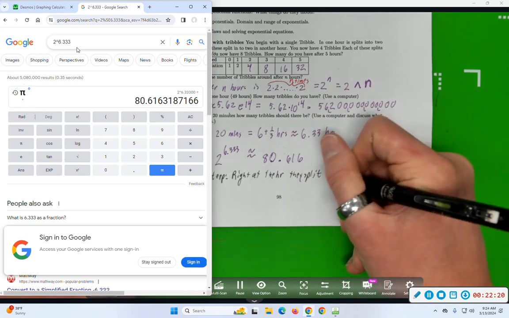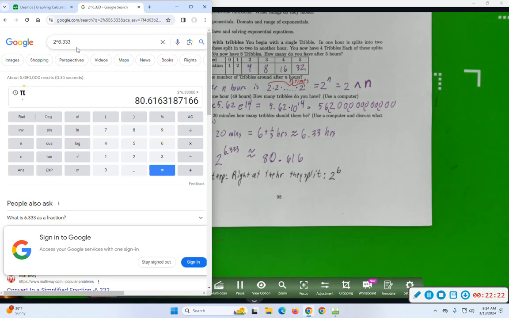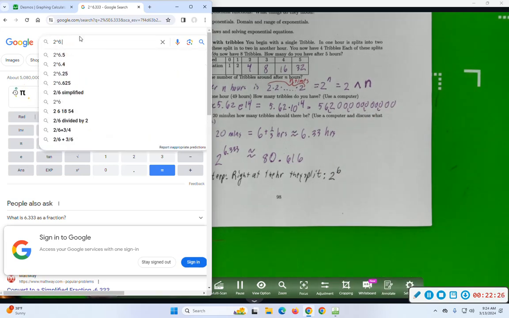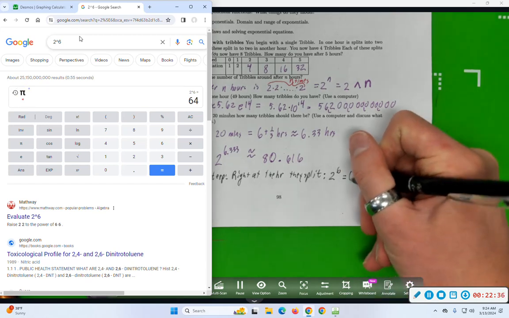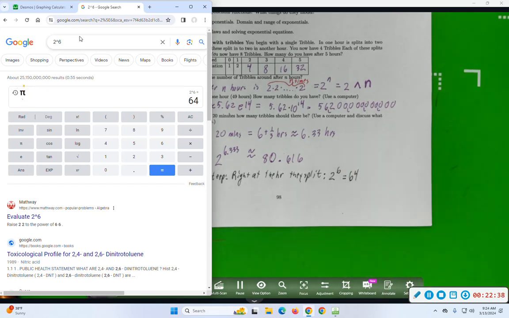In which case the population should just be 2 to the 6. On the one hand, I would encourage you to internalize your powers of 2 up to 2 to the 10. It's just good to know. 2 to the 6, 64. You would say the population is just 64, and then you have some that are on their way to producing more triples. And in fact, an answer of 80.616 is silly anyway, isn't it? Yeah. You can't have a fractional number of triples.